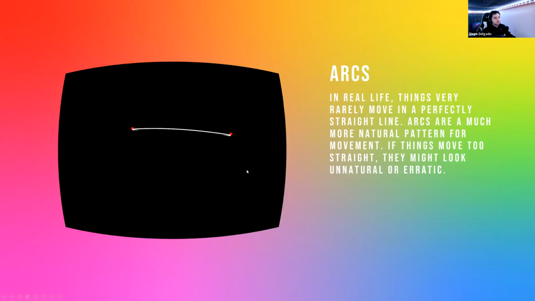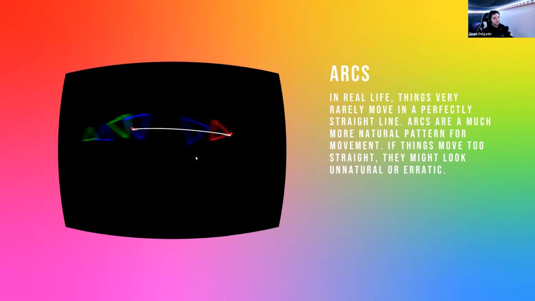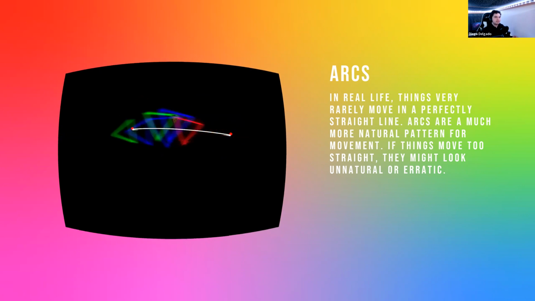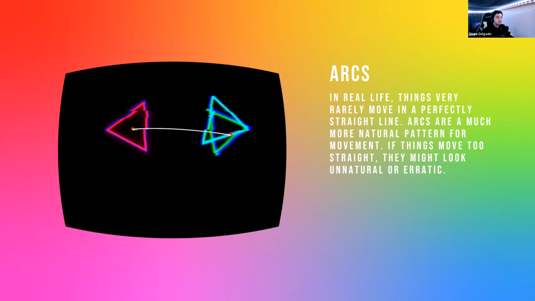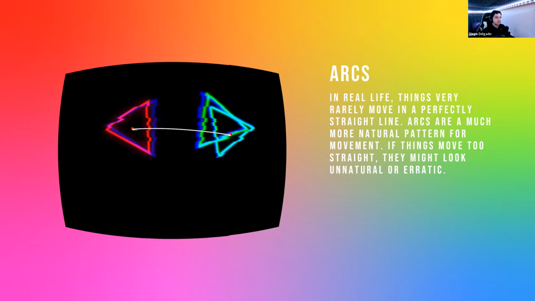Yeah. So moving on, we have the concept of arcs. So in real life, things very rarely move in a perfectly straight line. Arcs are a more natural pattern for movement. If things move too straight, they might look unnatural or erratic. So in this example, you'll see that when I have these triangles flying into frame, they don't just go perfectly right to left, left to right. They have this little curve to them. And that might not seem significant, but I do think you see the difference when you have something moving just with a little bit of a curve versus just a straight line.